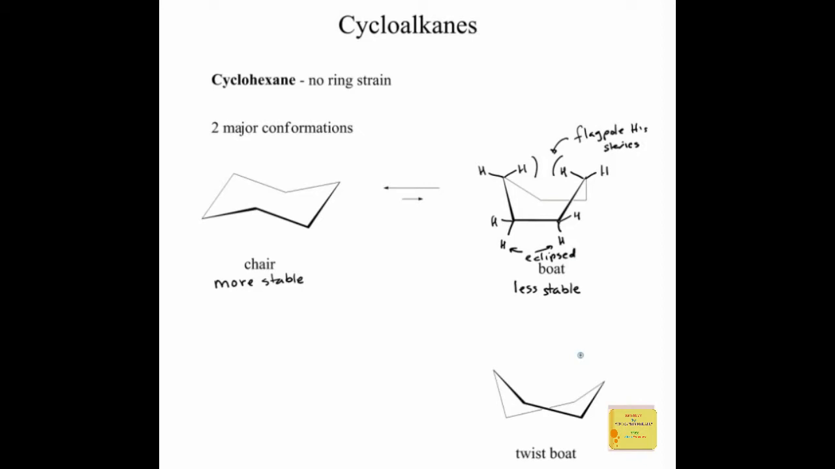In fact, the boat is so unstable that cyclohexane really never hangs out in the boat conformation. What happens instead to alleviate some of these interactions, rather than having these 2 hydrogens pointing in right towards each other, it twists a little bit to avoid that interaction. We call that the twist boat conformation. So you'll see this drawing sometimes as a way to represent something that's not as good as a chair, but not quite as bad as the boat. These 2 conformations are interconverting because we can rotate around, and so the chair kind of goes through a twist boat as it's going to the boat and back to the chair.